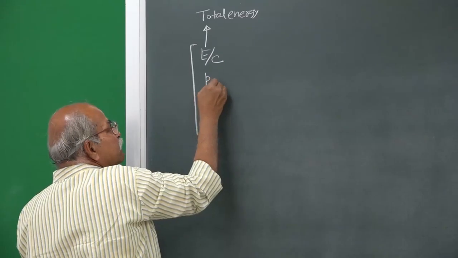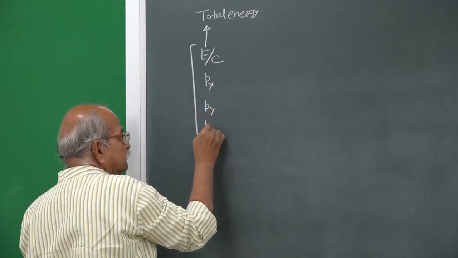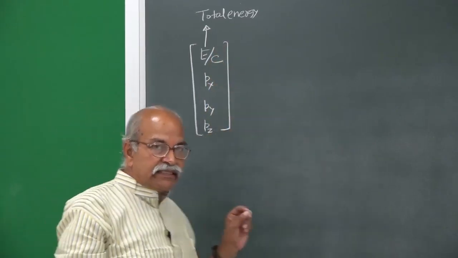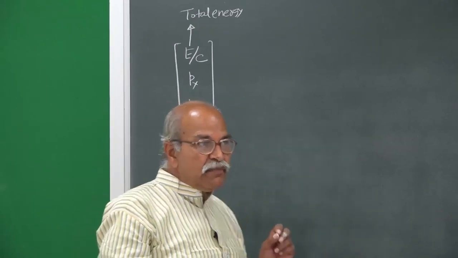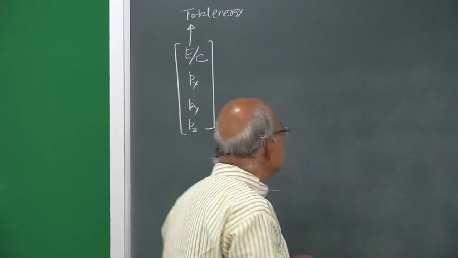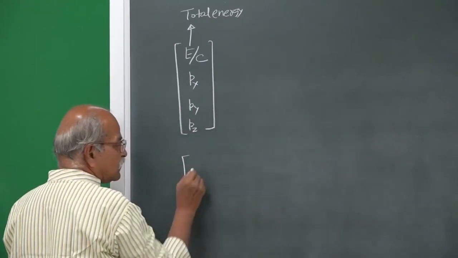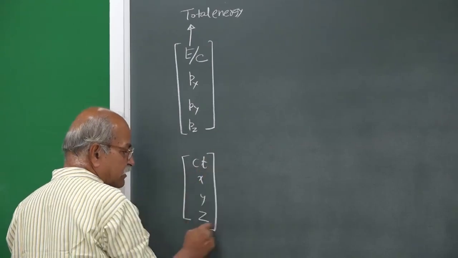And then Px, Py, Pz. So, this is the energy-momentum 4-vector, and you remember when we had this position 4-vector: ct, x, y, z.